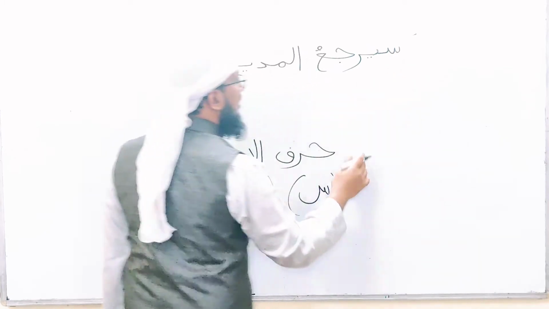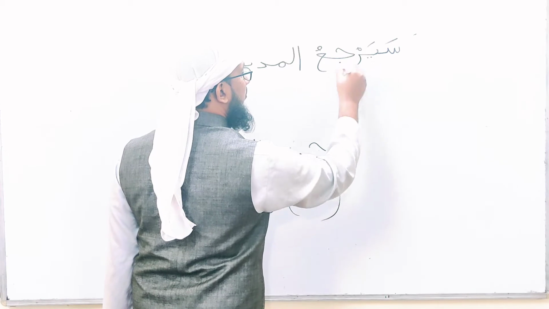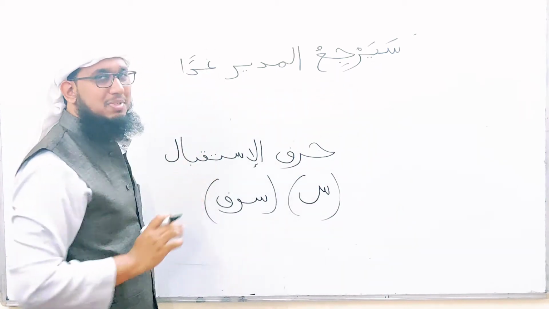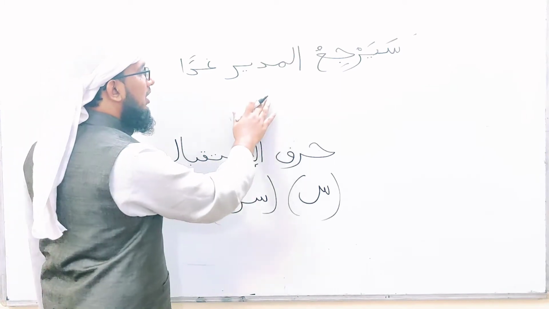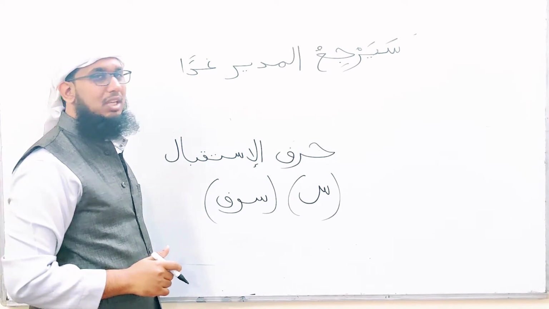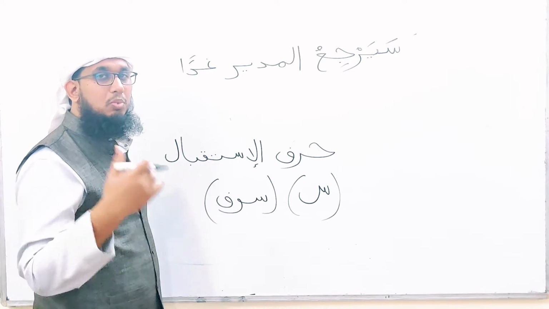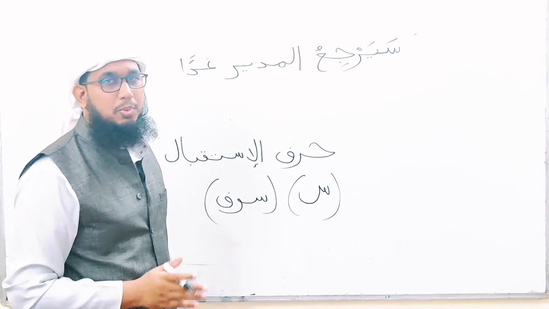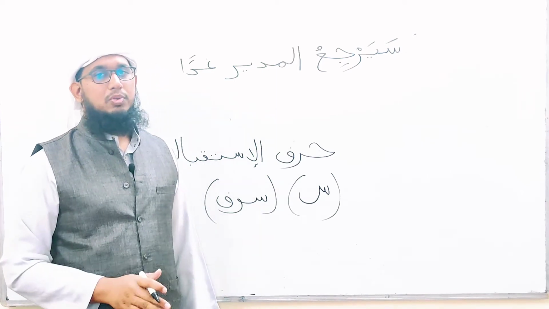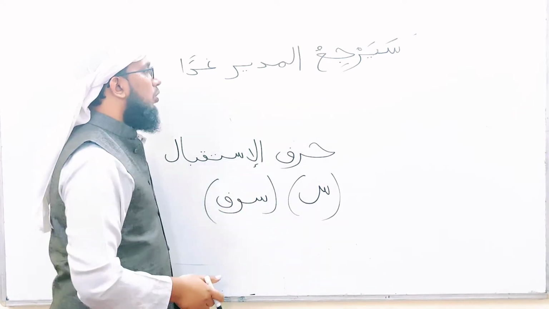We put a seen with a fatha. Sayarji'u. Sayarji'ul mudiru ghadan. Now the sentence becomes complete. The mudir is going to come tomorrow, or the mudir will be coming tomorrow. That is the most appropriate, I guess. The mudir, the principal, will be coming tomorrow.